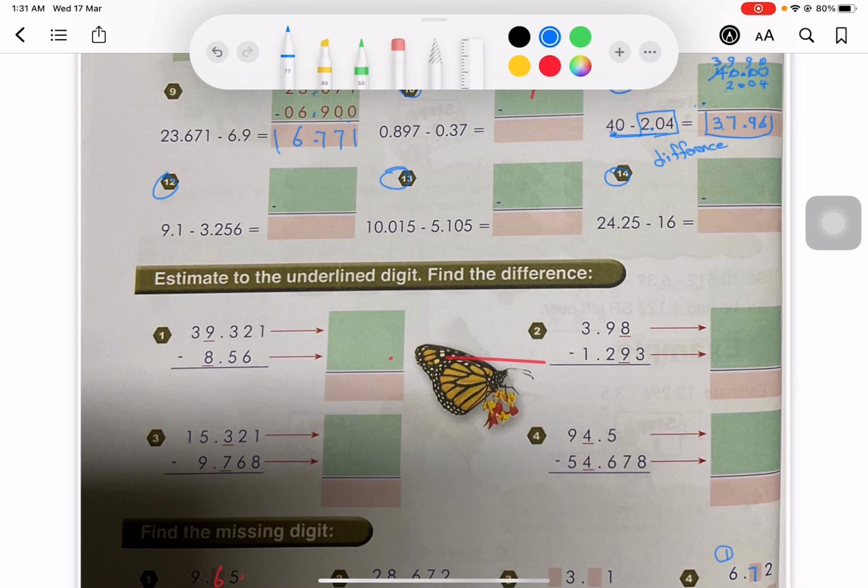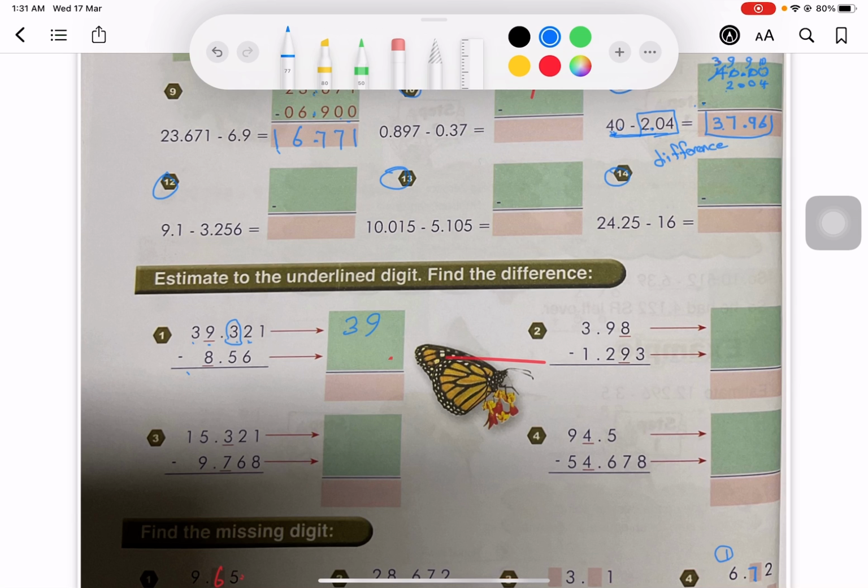Estimate to the underlined digit. Find the difference. Here, they don't want you to subtract exactly. They want you to estimate. Okay, estimate. Look at the underlined digit. For here, they underlined the 9. So you should look at the digit that is before. The 3 will not give the 9 a 1. So my number will stay 39.